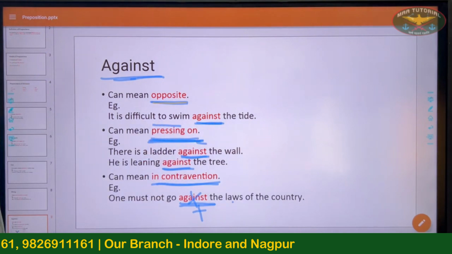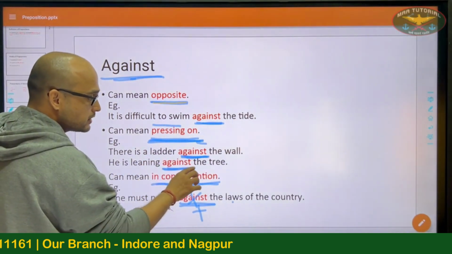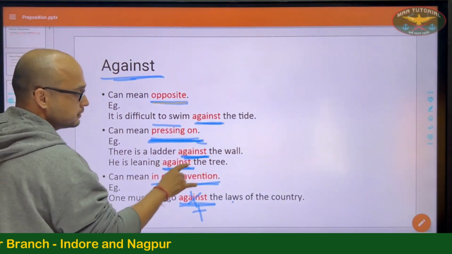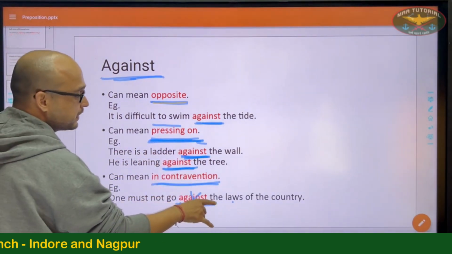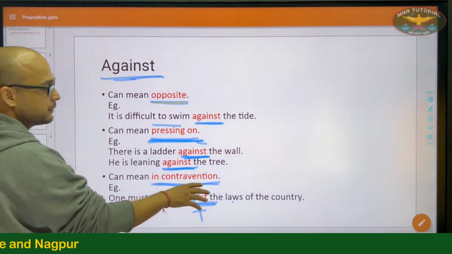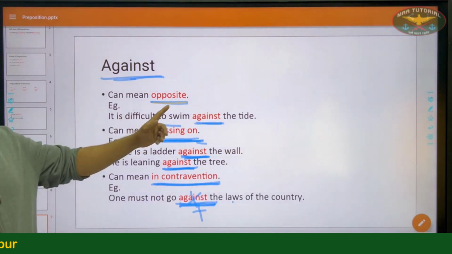It is difficult to swim against the tide. When something is leaning on something, pressing on it, then we can also use against. And when someone is doing something which is opposite to what they have asked you to do, when we are contravening something, then also we can use against.